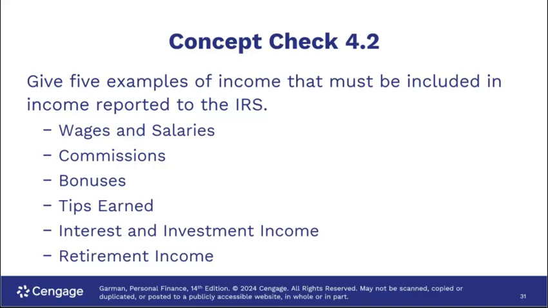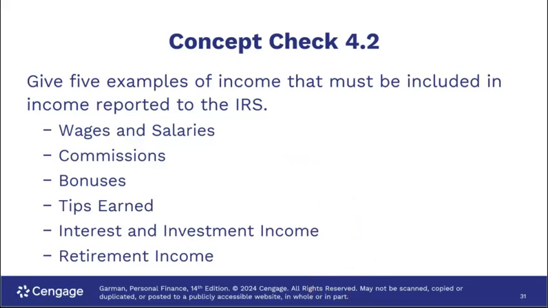Okay, concept check 4.2: 5 examples of income that must be included and income reported to the IRS. You actually have 6 here: wages and salaries, commissions, bonuses, tips earned, interest and investment income, retirement income.